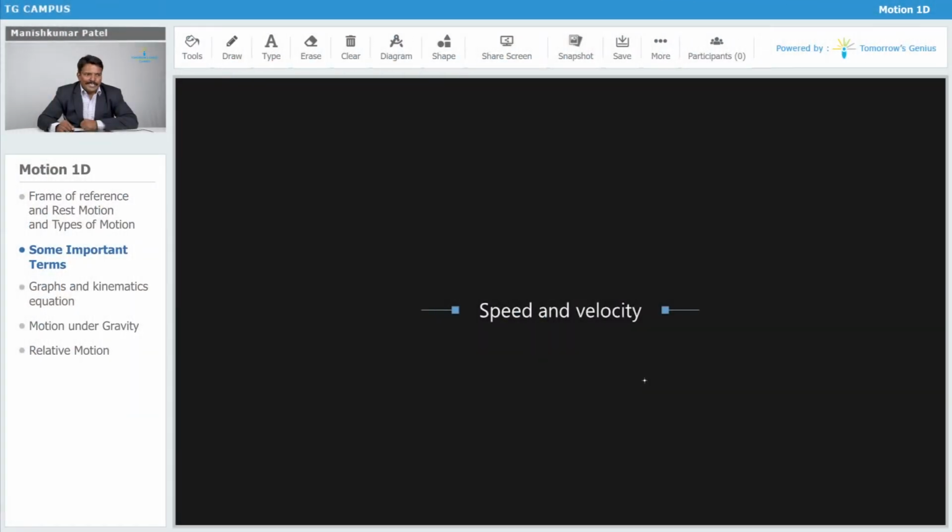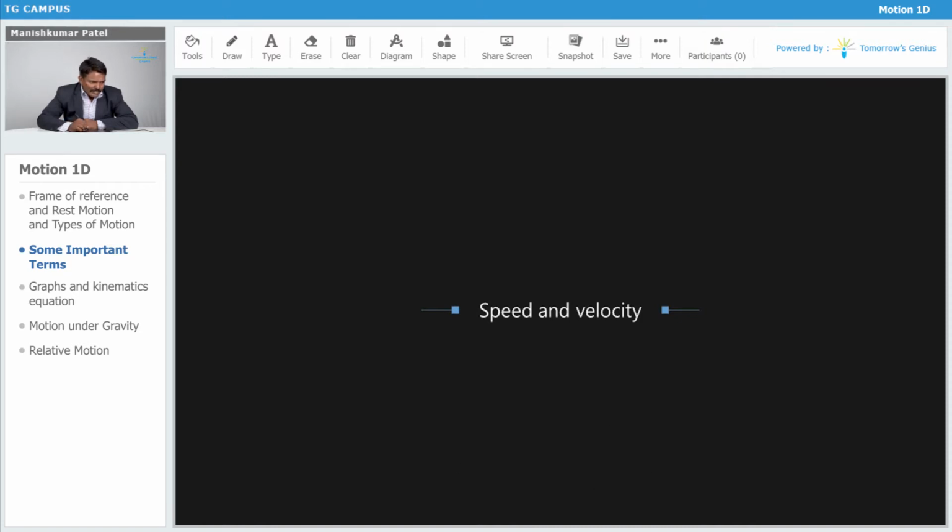Now we will study what we mean by speed and velocity. You might be going on your two-wheeler, and there is one indicator that shows you the speed, which we call a speedometer or odometer. Generally it defines your speed, but it doesn't tell you in which direction you're going. Speed will give you only the magnitude, not the direction. So we will just see about speed and velocity.